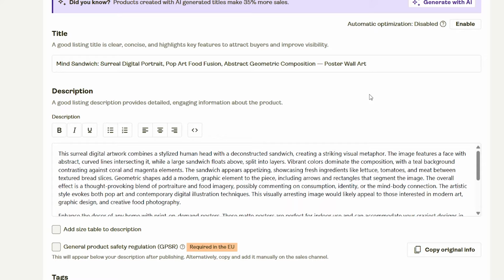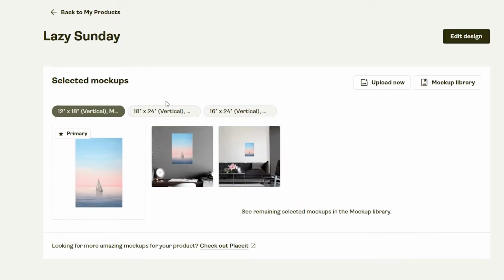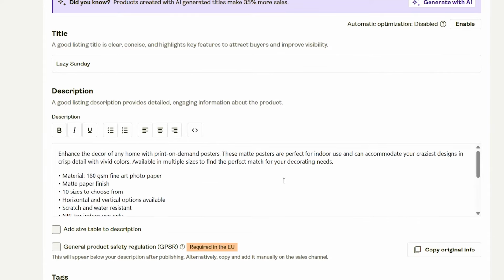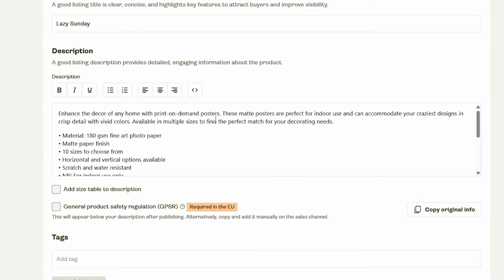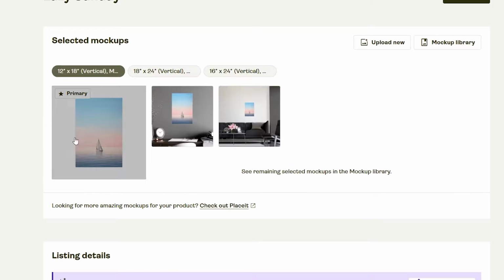Another critical part of SEO for print-on-demand products is going to be the description. Now, again, we'll start with the bad example here. This one only includes the really generic information about the product generally that you're selling. Enhance the decor of any home with posters, available in multiple sizes, matte paper finish. Again, if a person is merely searching for a poster, what is the probability that this exact poster art design is exactly what they're looking for?